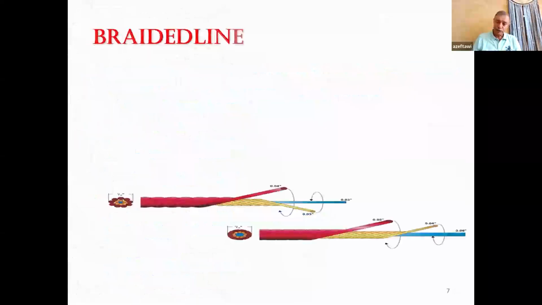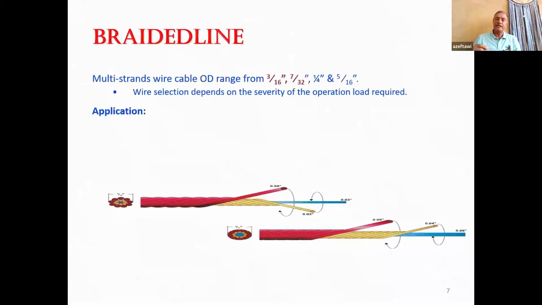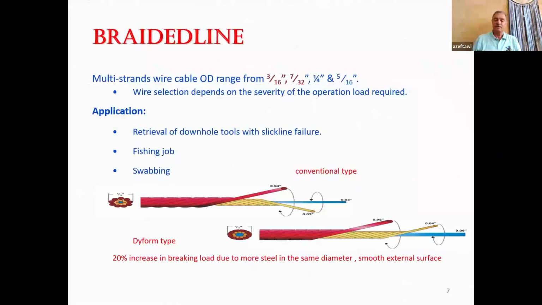But when we talk about fishing, we do not fish with the slick line. We fish with braided line, which is a multi-strand. The diameter is much bigger, normally 3/16 or 7/32. This is the common size we use, mainly for fishing operation and swabbing. These are the two main operations that we use braided line for.